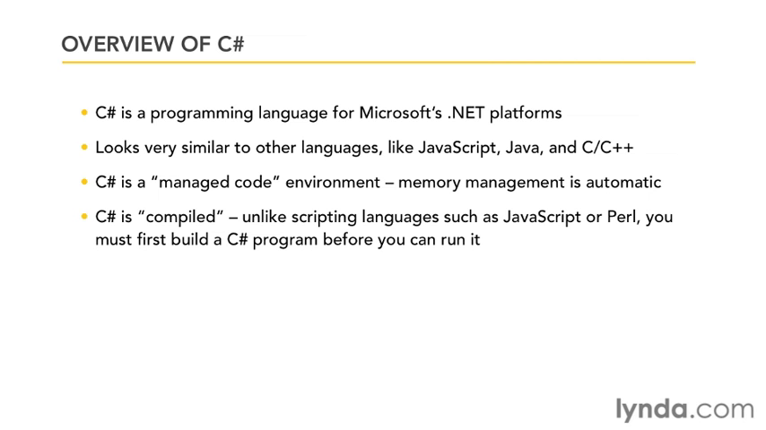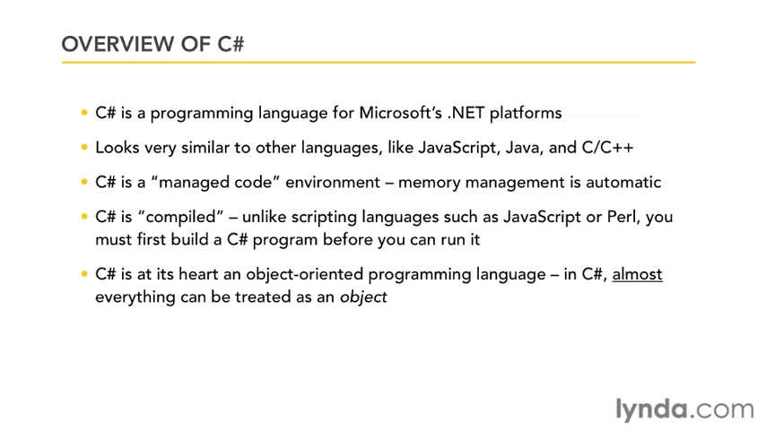C# is a compiled language. Unlike some other languages you may be familiar with, like JavaScript or Perl, you must first build a C# program before you can run it. And this step is called compiling the application. JavaScript and Perl are interpreted languages. In other words, the execution engine, in the case of JavaScript, for example, that would be the browser, actually interprets the language line by line as it goes through the program and runs it as it discovers new statements and other things in the language. C# isn't like that. In C#, you write your code, then you have to go through the compilation step, and then you can run the application.